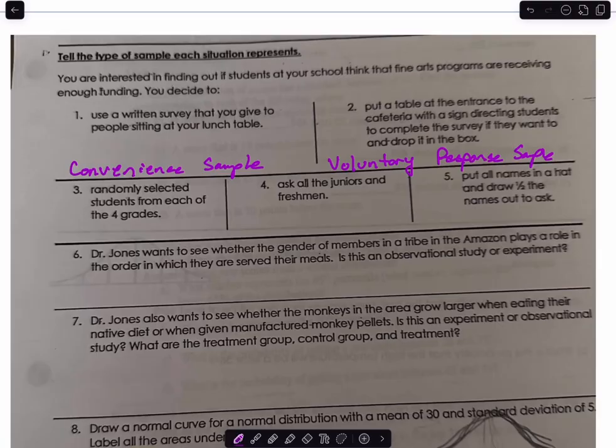Okay. Randomly selected students from each of the 4 grades is a stratified random sample. So the 4 grades, a random sample taken from each one. Let me see.